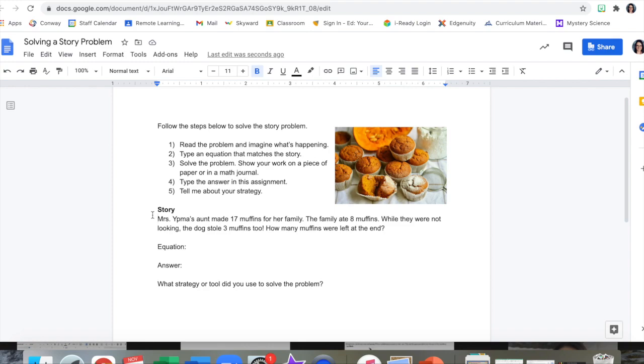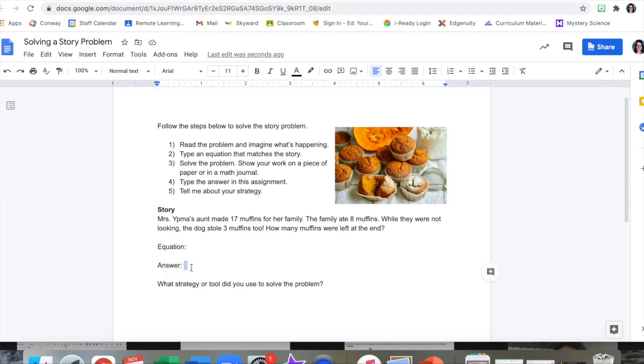Mrs. Itma's aunt made 17 muffins for her family. The family ate 8 of the muffins. While they were not looking, the dog stole 3 muffins too. 3 muffins also. How many muffins were left at the end? Right here, you're going to type an equation to match the problem. A number sentence if you prefer.